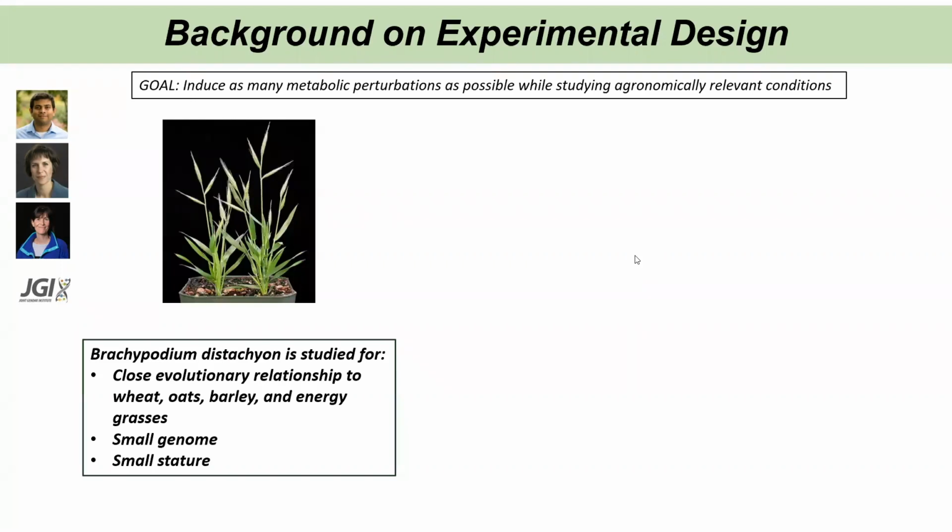So we chose to study Brachypodium. Although it's not a crop, it has a close evolutionary relationship to pseudocrops and energy grasses, and it is much easier to study than a lot of these species, being a model organism. And also our collaborators have worked extensively with this species.